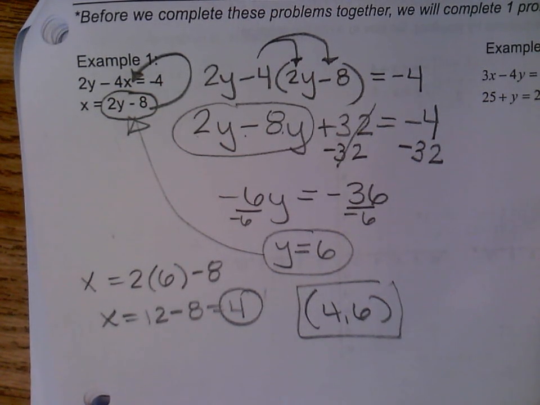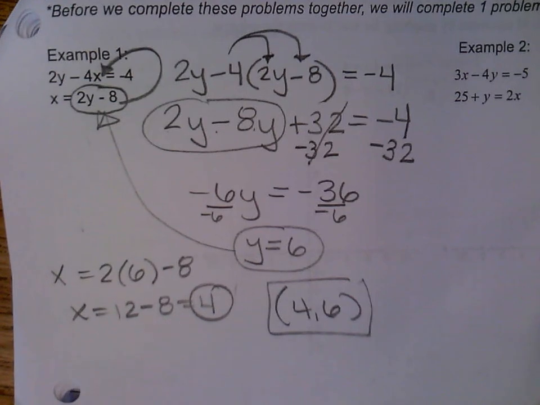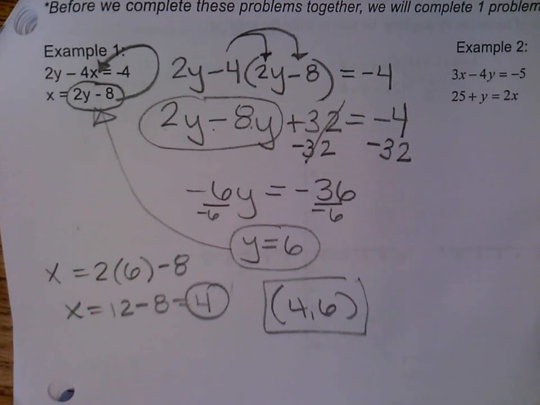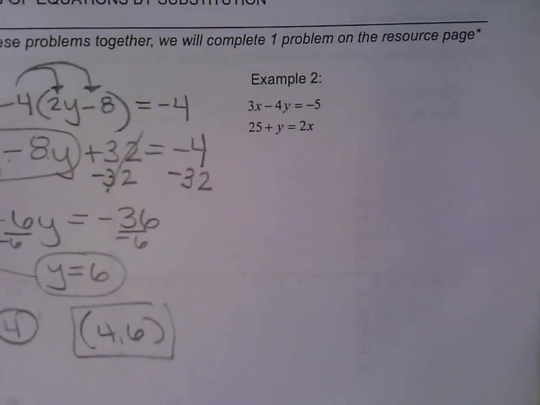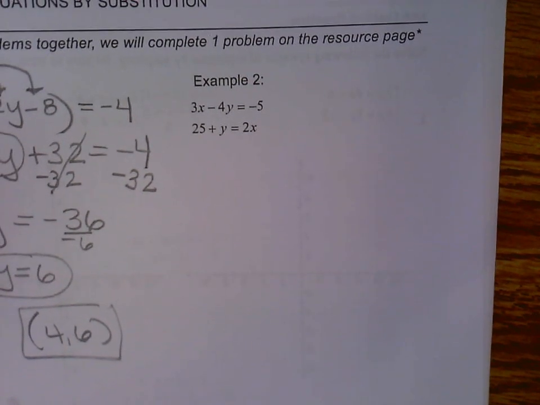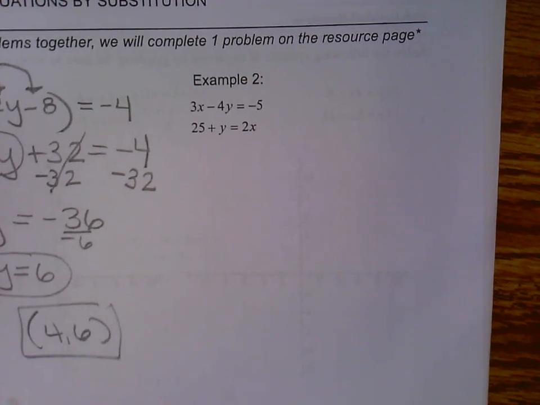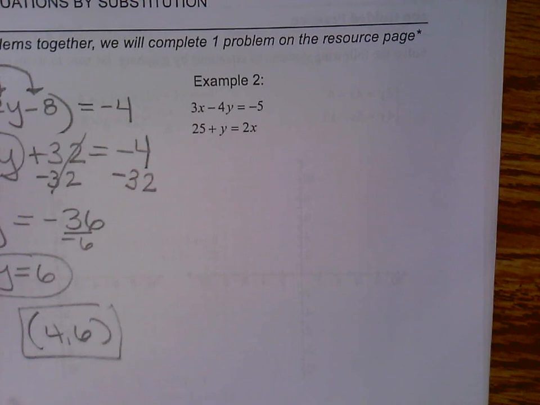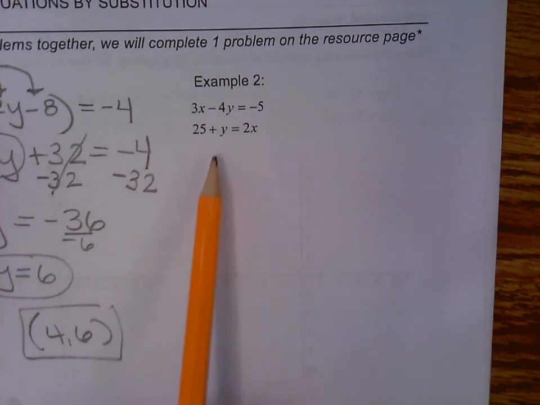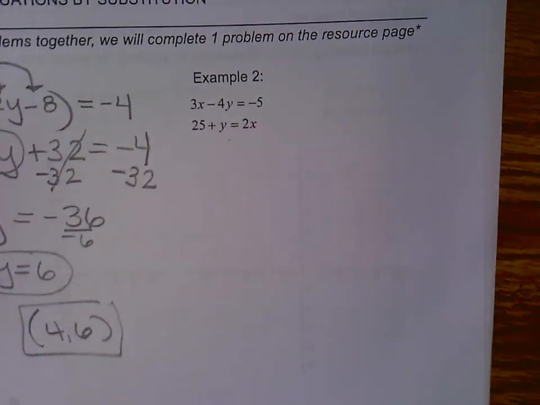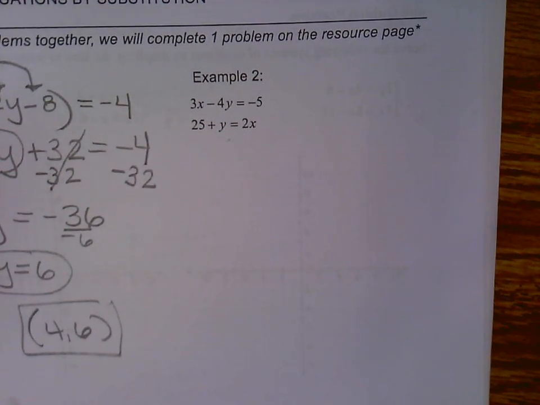All right, let's do another one together. So in example 2, can I slide this paper over? Let me know if you still needed that. Which variable is the easiest one to get by itself? There's only one good answer here. I don't want to get that 3x by itself. I don't want to get the 4y by itself. This y is the easiest one to get by itself. So don't make fractions if you don't have to.